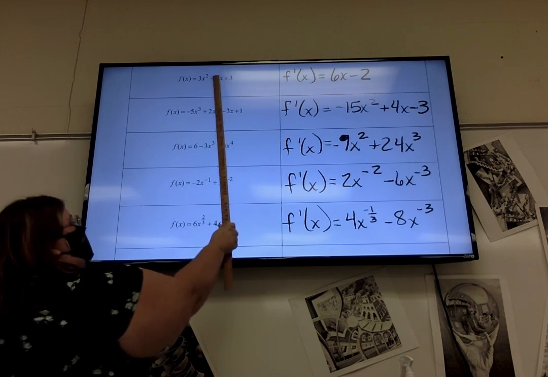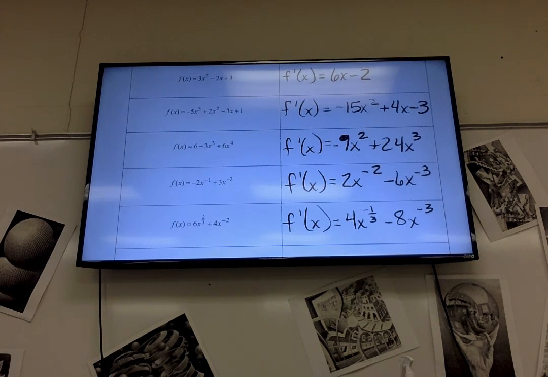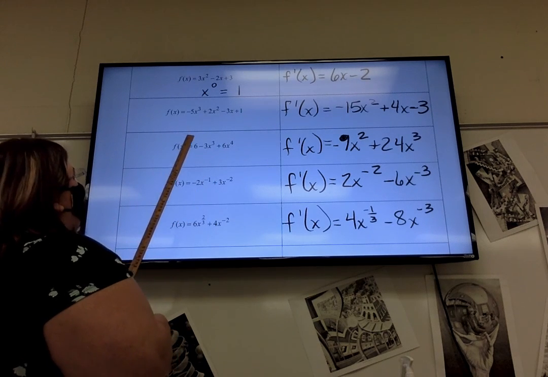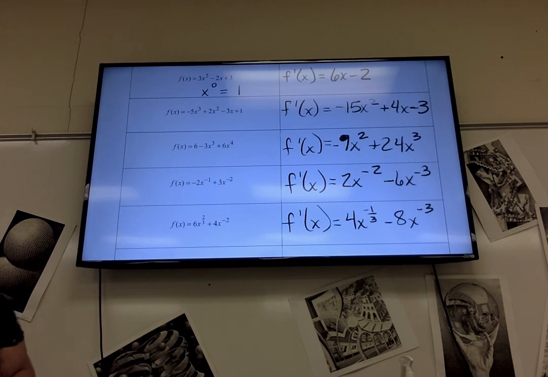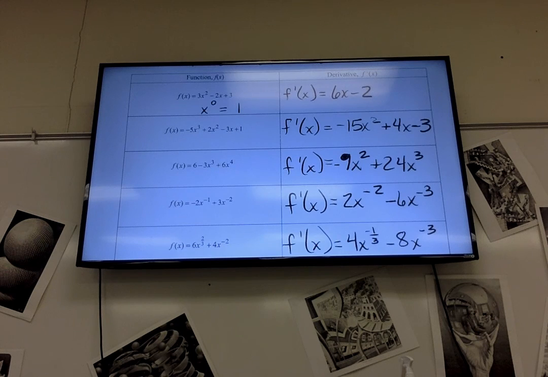1 times negative 2 is negative 2. And if I lower the exponent, it goes to 0, it's no longer there, so it's 1. And 3 times 0 is 0. This is like what we did at the very top. If you have a constant, we know the derivative of a constant is always just 0 because it's just a straight line across. All right, well, let's see if that works with the other ones.